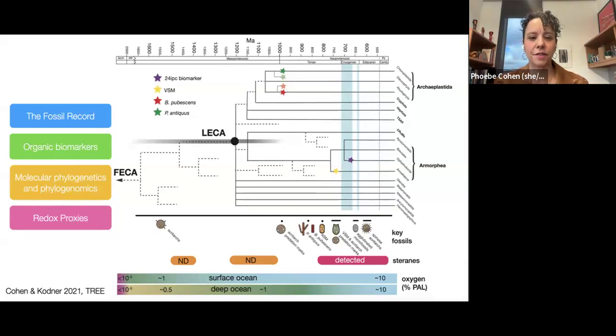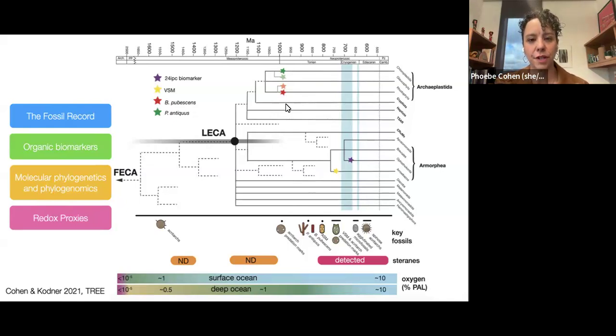So the key features to see here, in my opinion, are that the molecular clock estimates for LECA, the last eukaryotic common ancestor, range very broadly, which is what this gray fuzzy bar represents. But the presence of crown group red and green algae in the Archaeoplastida clade up here at about 1 billion years old, and the placement of that clade within the larger eukaryotic phylogeny, tells us that crown group eukaryotes had to have evolved before 1 billion years ago.